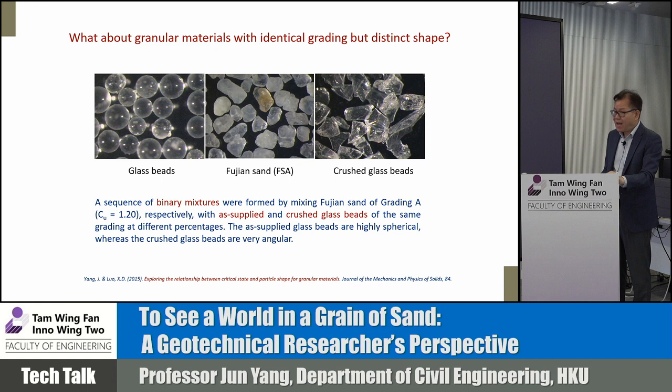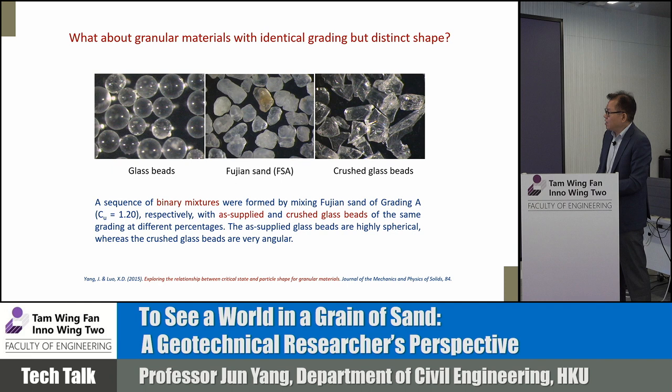Next, let's take a look at the question. What about a granular material with identical grading, but different shape? So far we have looked at the effect of fines and the effect of the particle shape of fines. That means we have fines involved. So if we don't have fines involved, we just look at the sand. So what about the effect of shape?